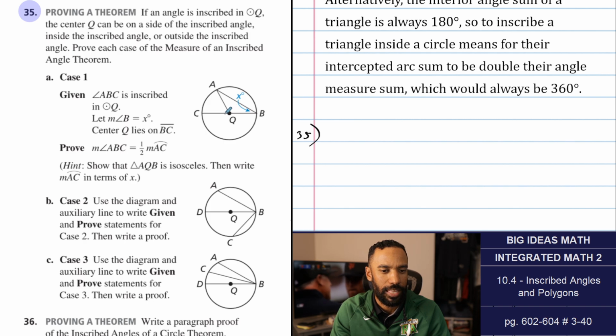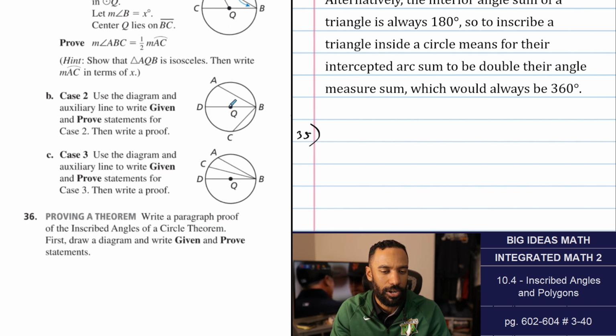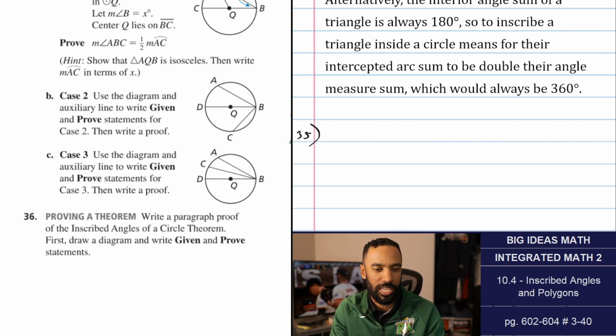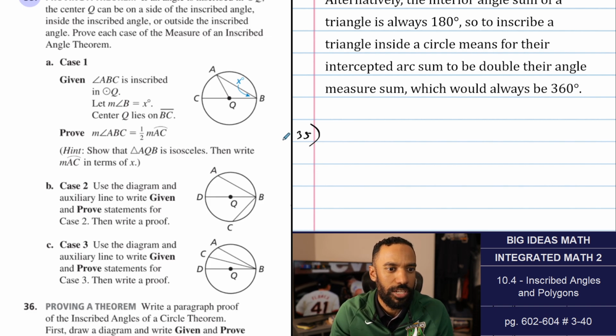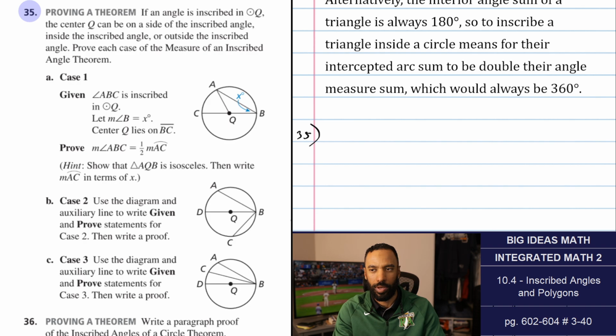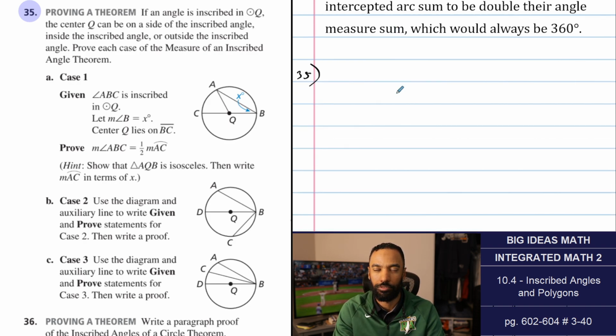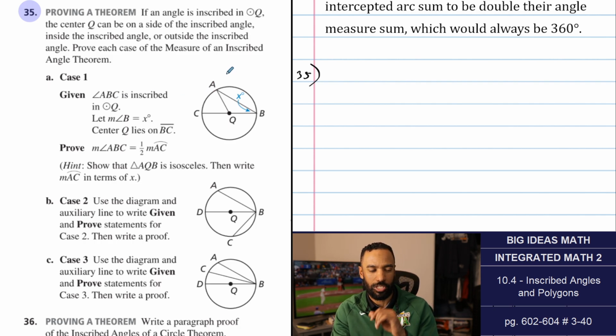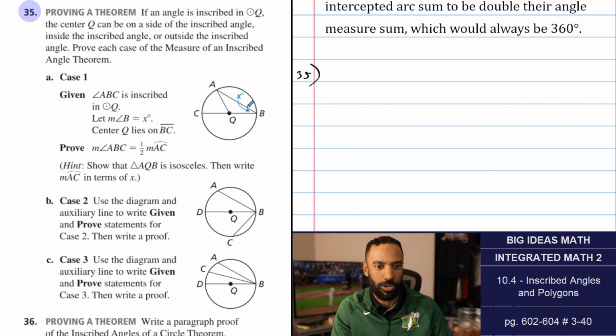Here's the center that's on it. Here is a center that's inside of it. Here's a center that's outside of it, assuming that this is the angle we're talking about right there, the ABC. Prove each case of the measure of an inscribed angle theorem. This is the one that I'm most familiar with when it's on it. So given the angle ABC is inscribed in circle Q, let measure of angle B equal x degrees.